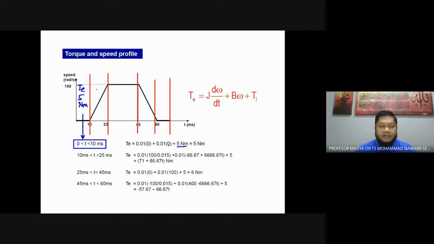For the second region, from 10 milliseconds to 25 milliseconds, we have an equation, isn't it? This is only y equals mx plus c. So you need to find what is the m, we call it the slope of the line, which in this case is speed, isn't it? Omega over t, isn't it? You need to find that. So that gives you this m.